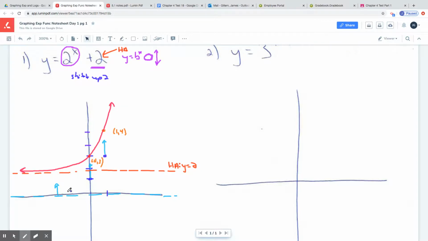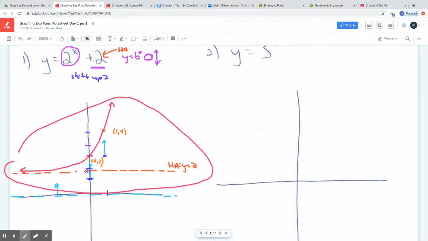There is my answer. You do not need to draw in this other stuff. I'm just showing what's happening here. This right here is what your final answer is. It's this one right here. You don't have to put those points in there, and I don't want this asymptote. That's my answer.